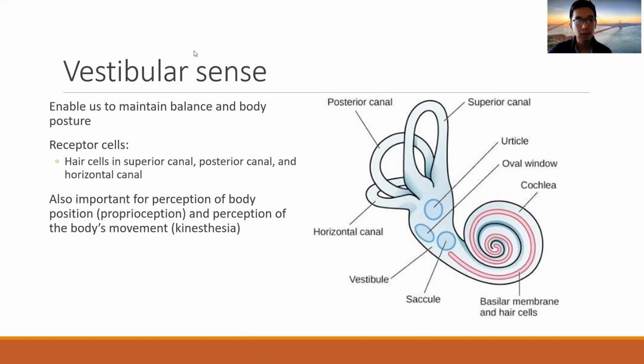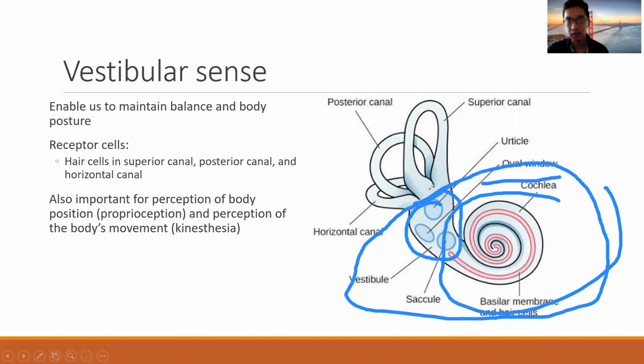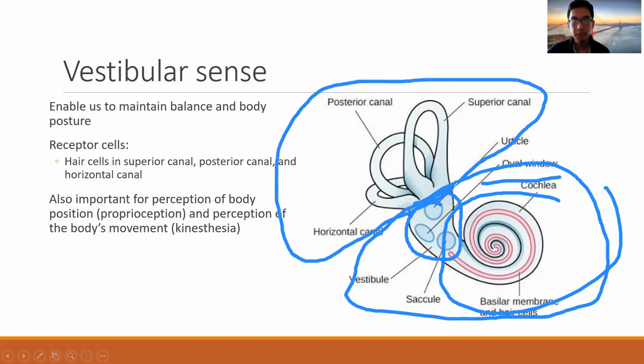Just now, when we talked about audition, we talked about the cochlea, we talked about the oval window here, this part. So this part is for hearing, but there is another part in this structure, this part. This part is for vestibular sense. This part is only for hearing. So they are located in the same structure.